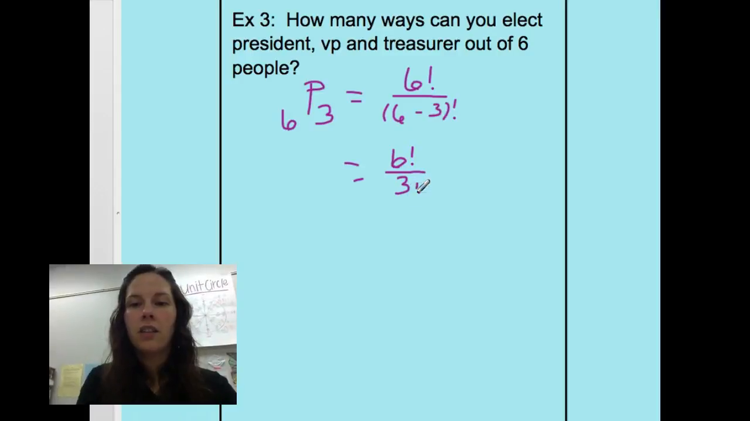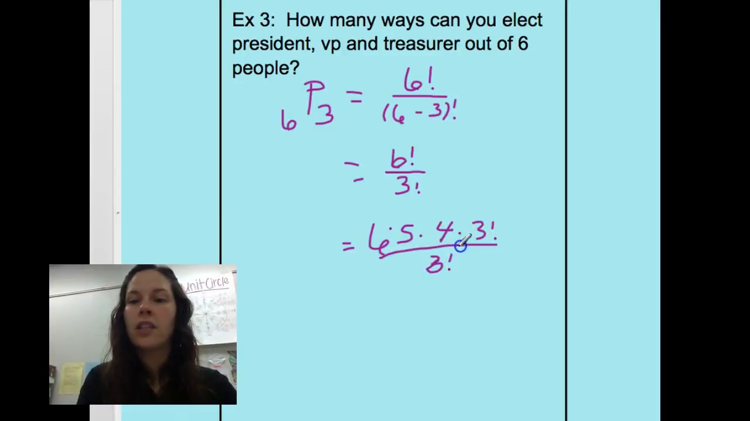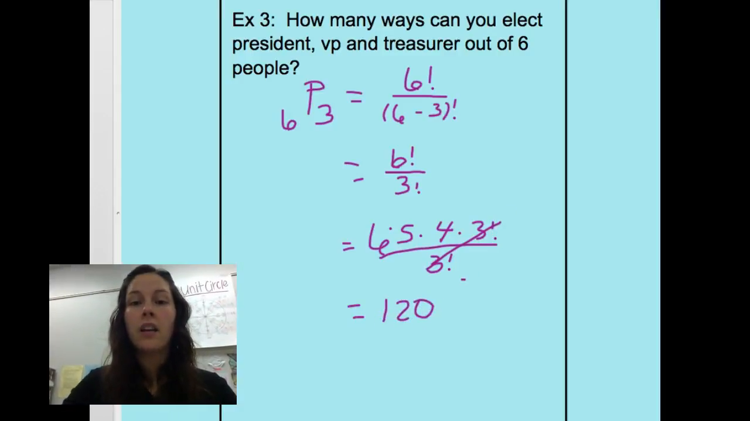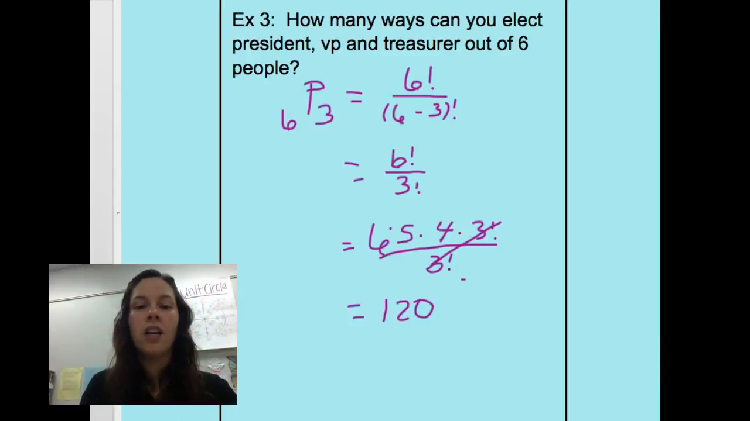So when we expand that, we have 6 times 5 times 4 times 3 factorial, which will cancel with that 3 factorial in the denominator. 6 times 5 times 4 is 120. Again, another way to think about this one, permutations, you can think about it kind of logically, whereas combinations with that additional r factorial, you really have to use the formula. There's 6 people from which you could elect president. After the president's elected, there's 5 people left that you could choose to elect vice president, and then 4 people left to choose the treasurer.